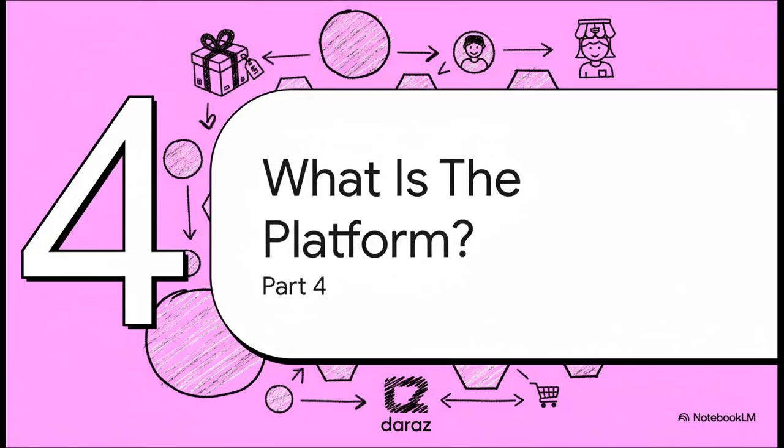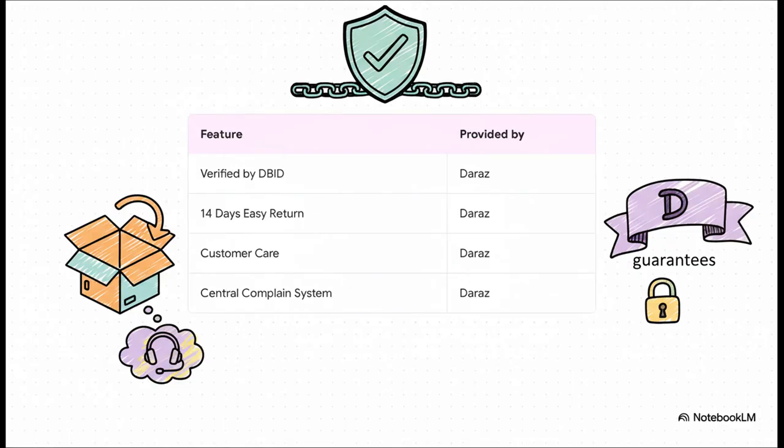All right, finally, let's zoom all the way out. This product and the seller don't exist in a vacuum. They're operating inside a much bigger ecosystem, the marketplace itself. In this case, it's Daraz. And this is where the platform acts as your safety net. Even if the seller is a total unknown with no warranty, the marketplace, Daraz, steps in. They offer things like verification to prove the seller is real, a standard 14-day return policy, and a central place for customer service. These are all platform-level promises designed to lower your risk as the buyer.